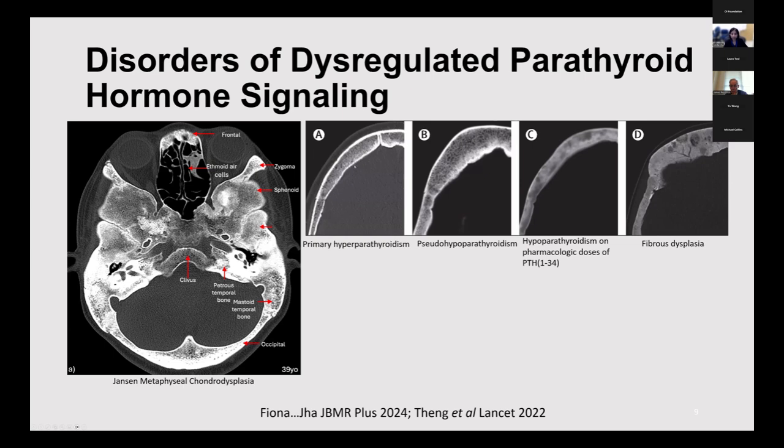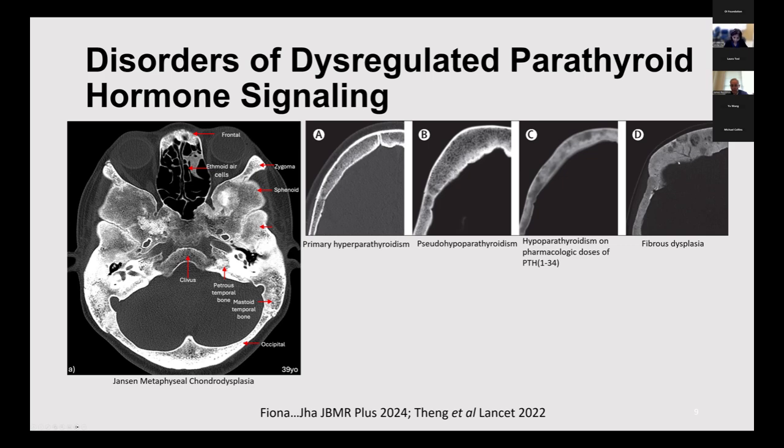On panel A, you can see a patient with primary hyperparathyroidism, and you can appreciate the generalized calvarial thickening in this patient. Panel B shows a patient with pseudohypoparathyroidism, and again, you can see the diffuse calvarial thickening. Panel C shows a patient with hypoparathyroidism on pharmacologic doses of teriparatide, and you can appreciate the calvarial thickening here. And panel D shows a patient with fibrous dysplasia, again showing calvarial thickening.